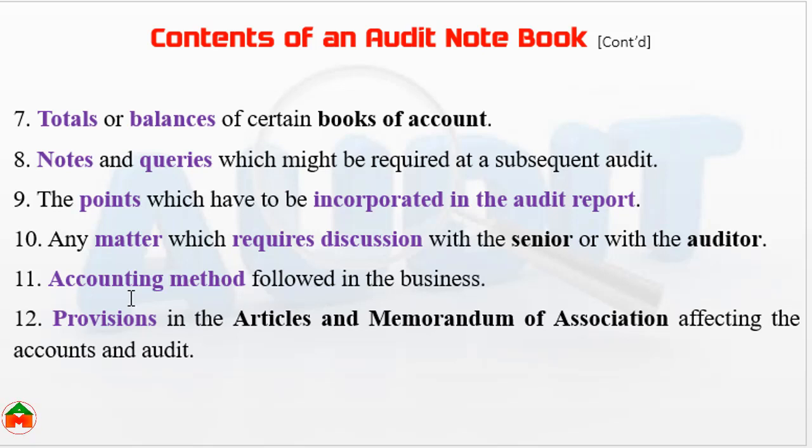That means what accounting standards or principles are followed by the entity. That information should also be noted in the audit notebook. And the last one is any provisions or conditions in the articles of association and memorandum of association that influence or affect the accounts and audit. Those provisions or conditions should be noted in the audit notebook.